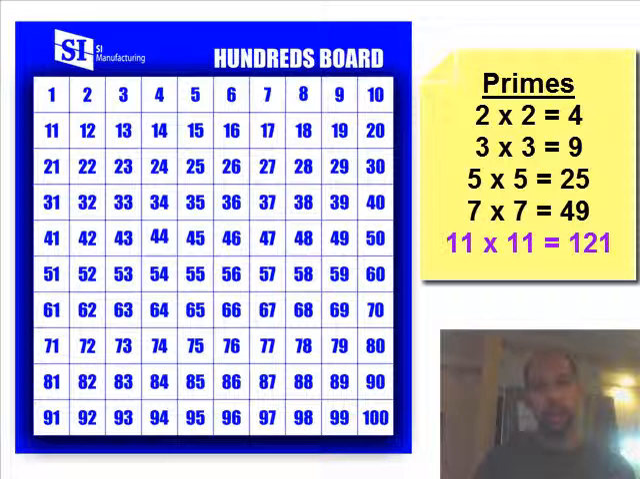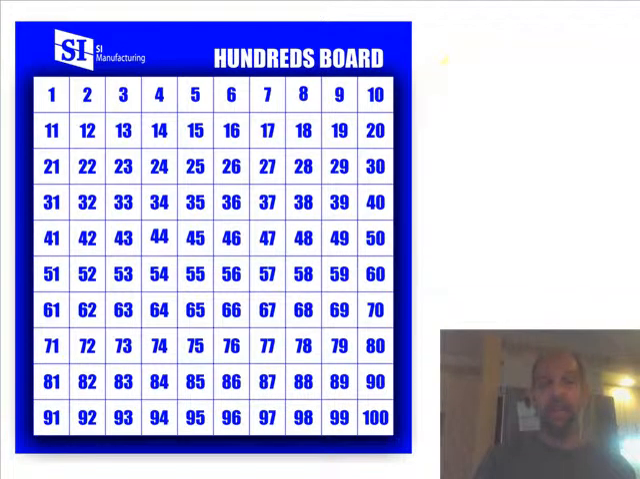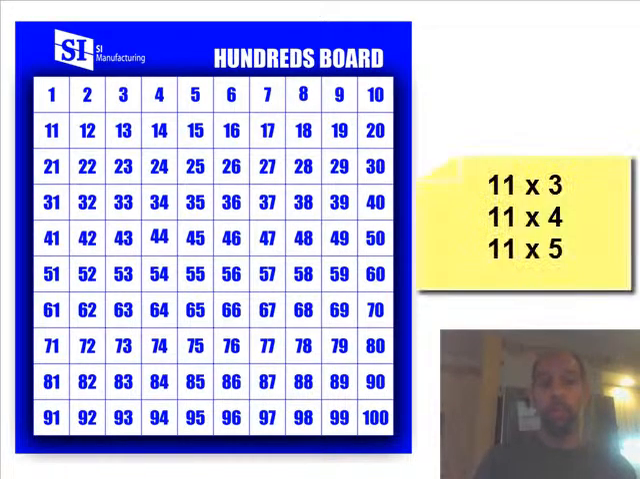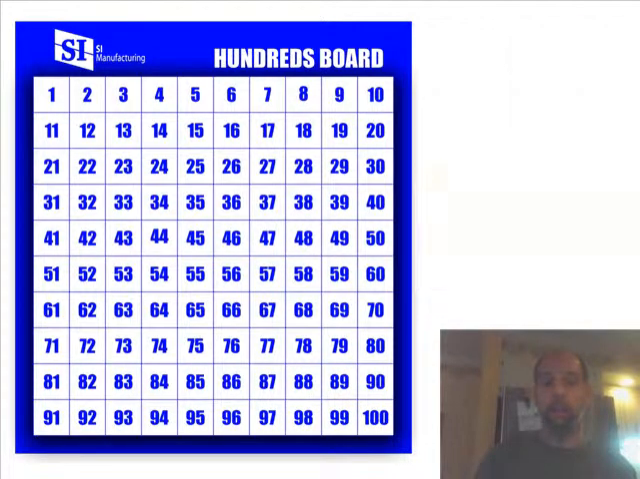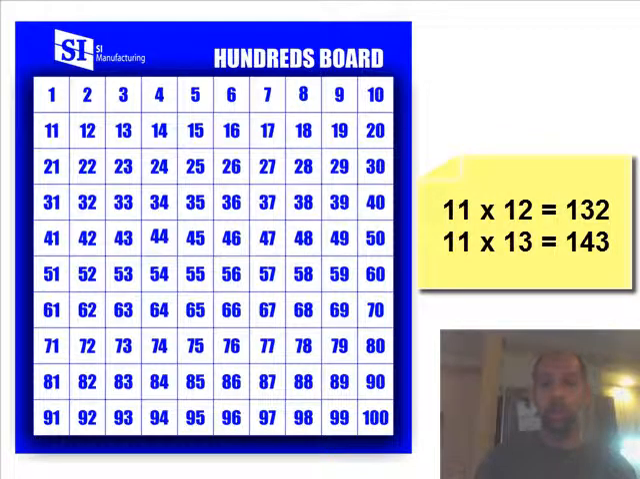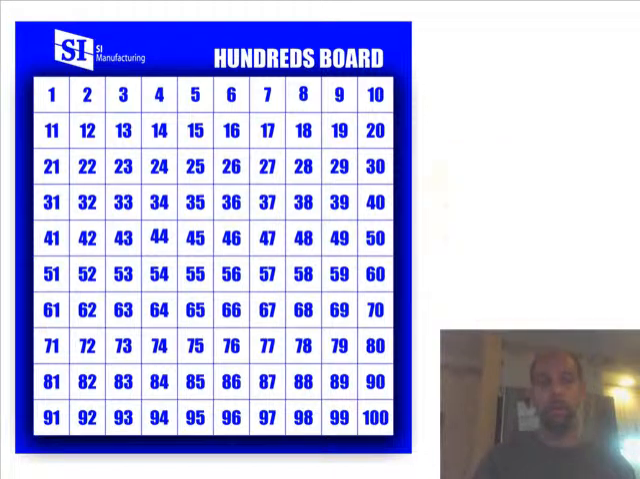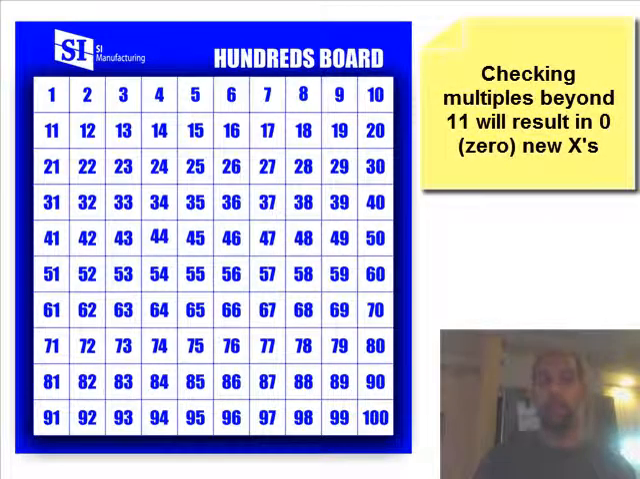That's bigger than 100. So any other thing, 11 times 3, 11 times 4, smaller numbers have already been covered. And then 11 times 12 or 13 or bigger numbers is way past 100. So you've already covered all you need to cover just by doing up to 11. You don't need any more.